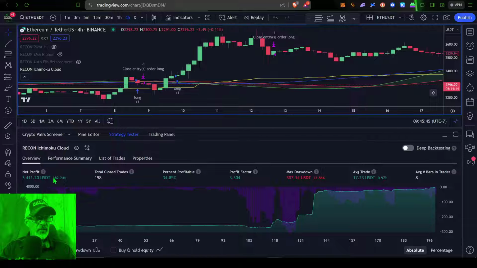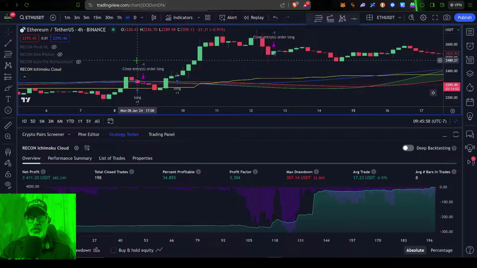It is at around a 682% net profit. I've not made any adjustments to the calculations. So just simply by deploying this strategy on the Ethereum chart without any adjustments, it's already at 682%. The percent profitable is still only around 35%. The profit factor is over 3, which would be considered really good. The max drawdown is around 23%.